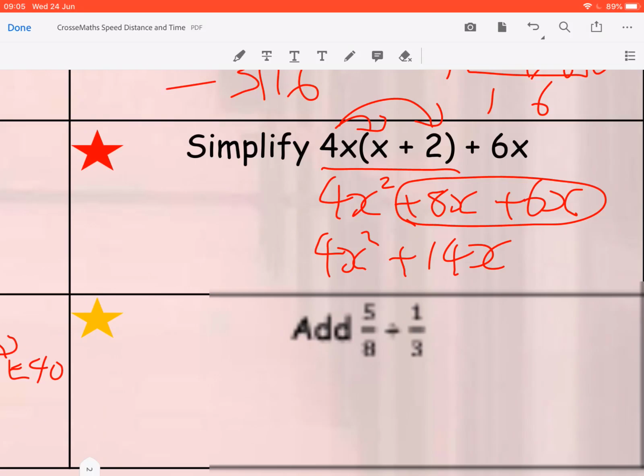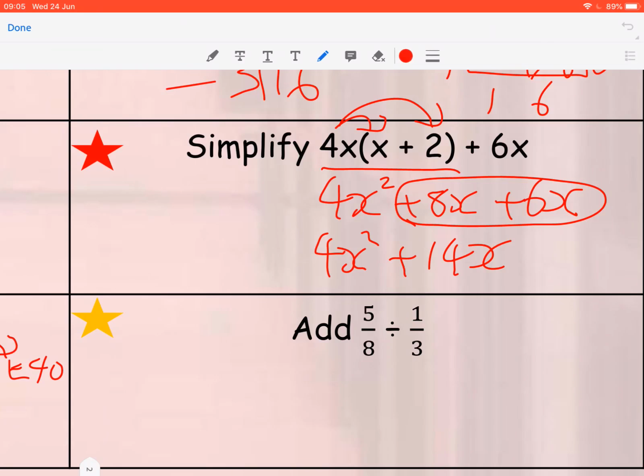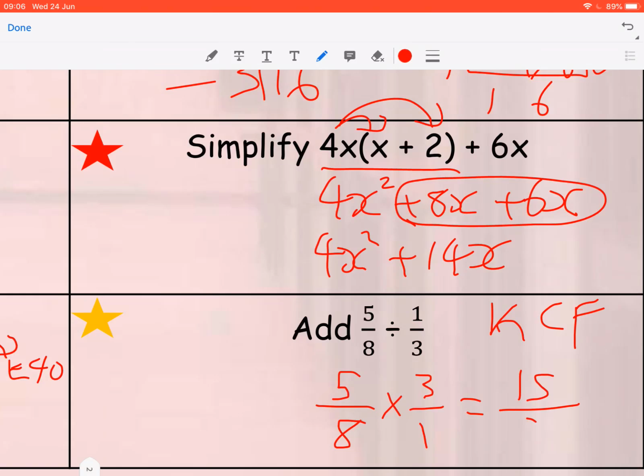Very last one. The important thing with this, 3 things you need to remember: keep, change, flip. We did this a couple of weeks back as a topic, so that live lesson is on YouTube somewhere. Keep, change, flip. You're going to keep the left hand side the same. 5 over 8 is going to stay there. The divide changes to a times, and the one on the right hand side flips upside down, 3 over 1. 5 times 3 is 15. 8 times 1 is 8.